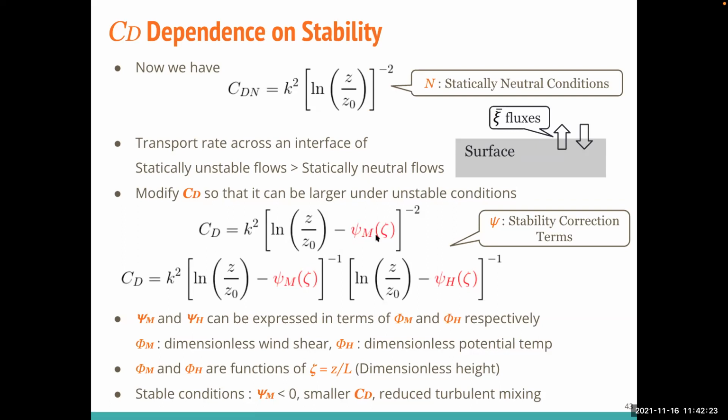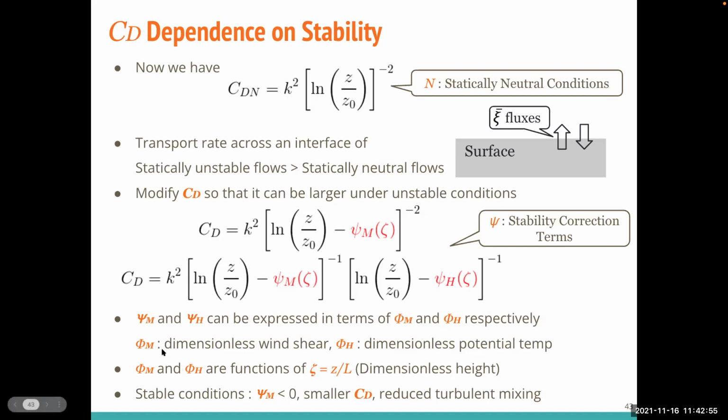This is what we call stability correction terms. We want to include the stability conditions. And we don't just want to include the stability condition coming from the momentum term. Of course, we need the heat flux term, so we rewrite this equation with these two terms in here. The two terms can be expressed in terms of the two phi's in here.